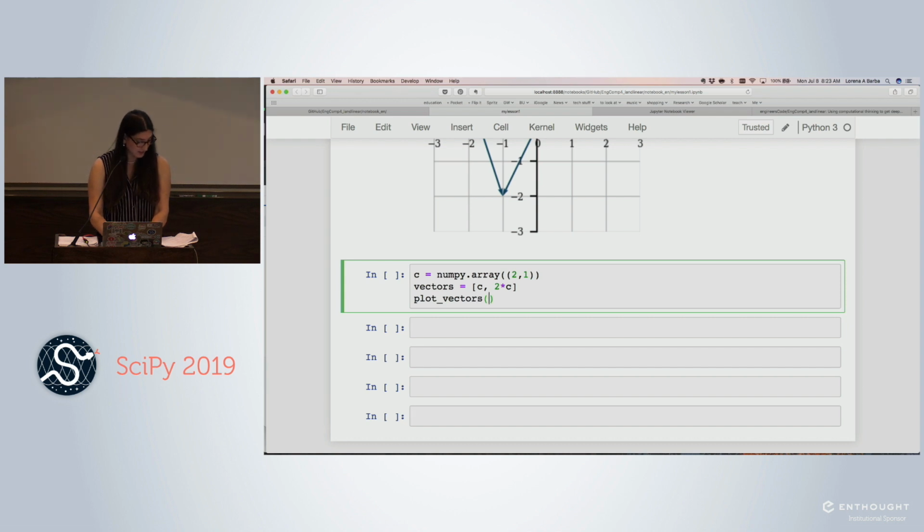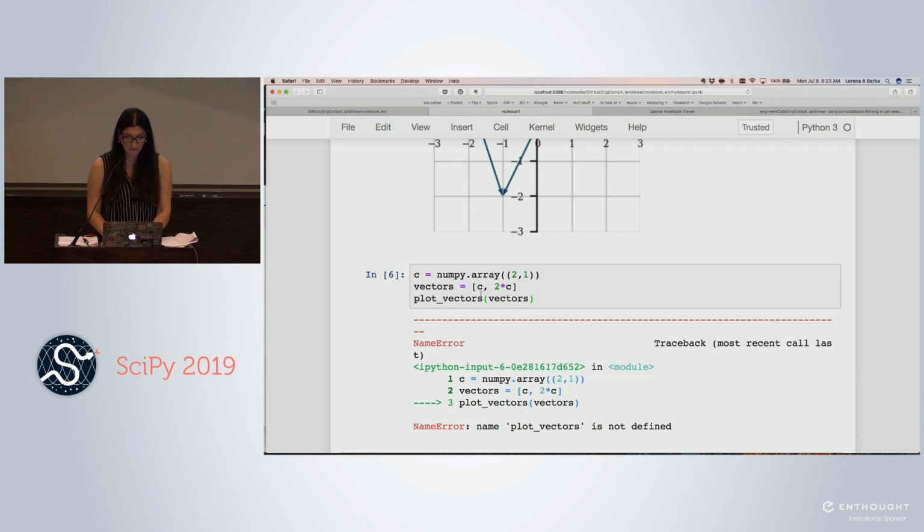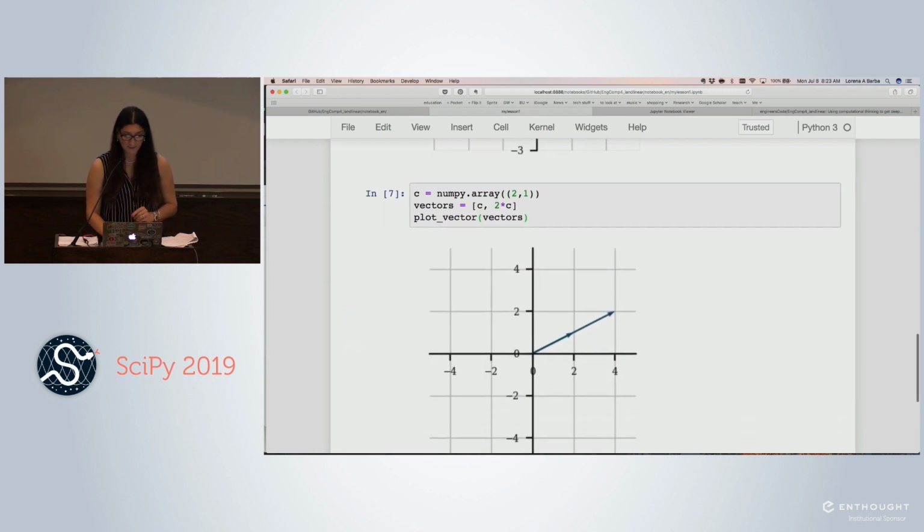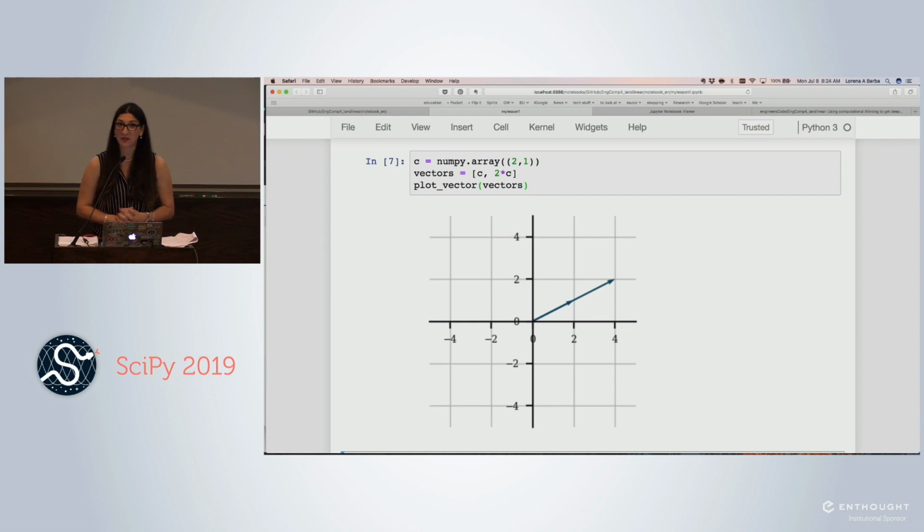We plot the result with plot vectors, and our argument is the list of vectors. If we don't give this function a list of tails, it assumes that all the vectors are plotted with their tail at the origin. So here we have the vector C that goes 2 in the horizontal, 1 in the vertical, and the vector 2C. Essentially the scaling had the effect of multiplying the horizontal tail to head direction by 2 and the vertical tail to head direction by 2.